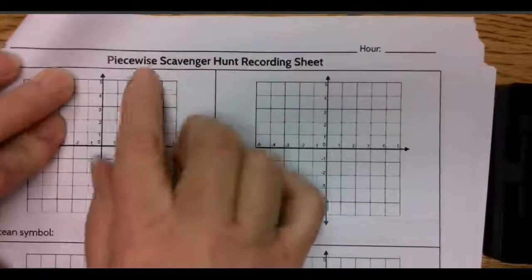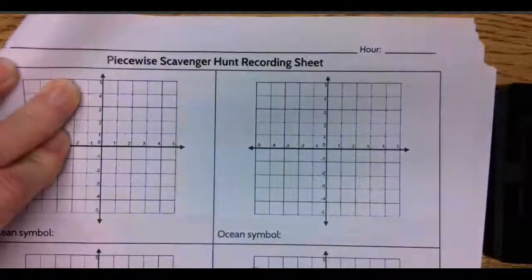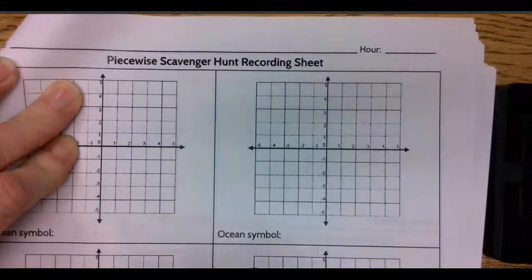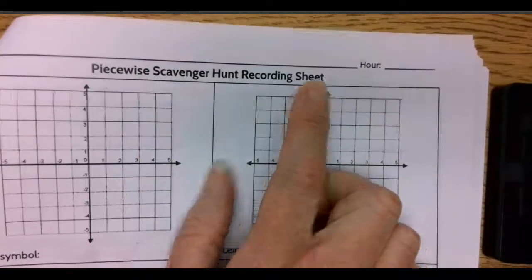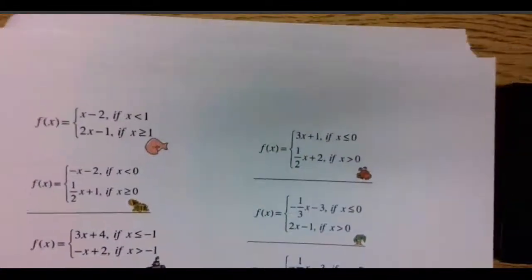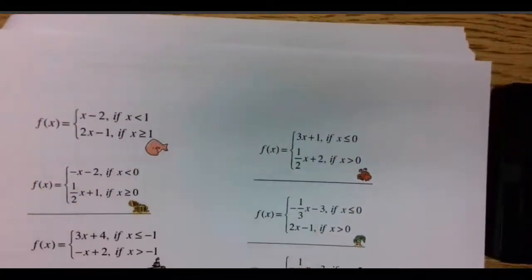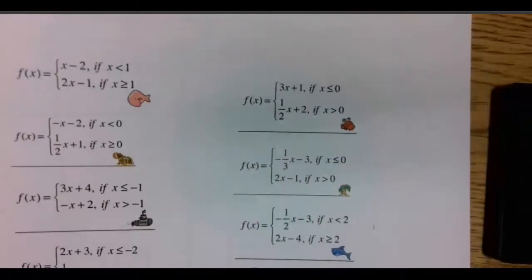So today you're going to be doing an assignment, and we're going to use some of the problems from this also. In your packet, you're going to look for the Piecewise Scavenger Hunt recording sheet. Out in Schoology someplace, your teacher has a document that looks like this, probably titled something like Piecewise Scavenger Hunt or Piecewise Day 2. And I want to explain just what this means on here.